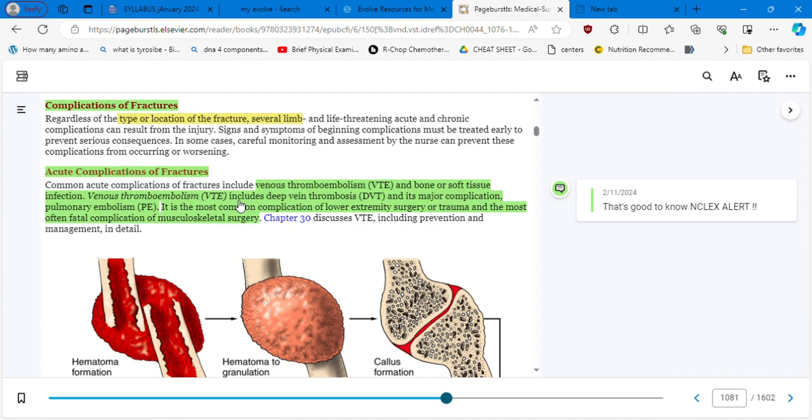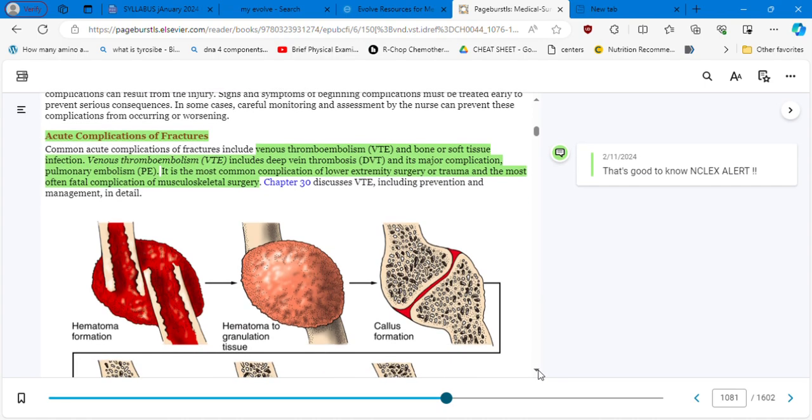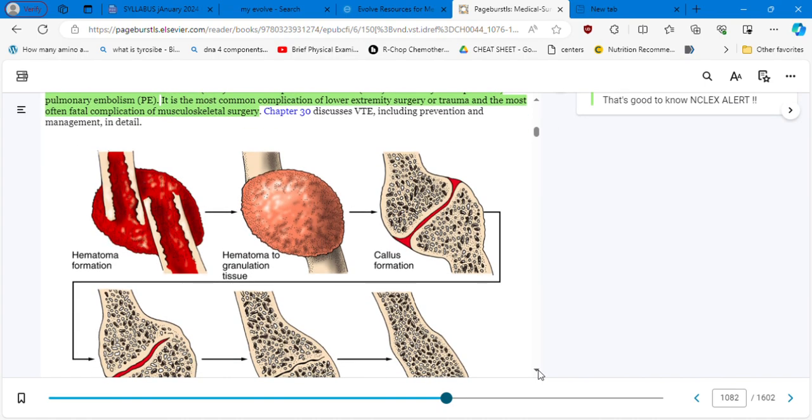We have under that umbrella deep vein thrombosis and pulmonary embolism, right? It is the most common complication of lower extremity surgery or trauma and the most often fatal complication of musculoskeletal surgery. Okay, and that's good to know. NCLEX alert, for sure, for sure.